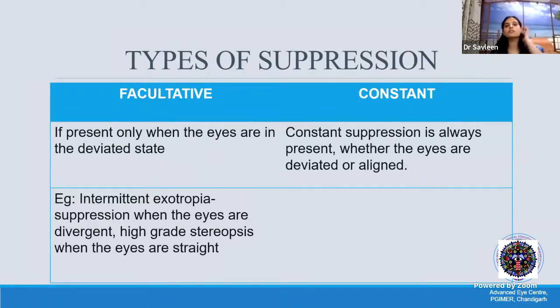The types of suppression clinically are also characterized as facultative and constant. In some textbooks you see these terms, so that's why I use them. When there is deviation and you see suppression, that is facultative. This comes of relevance when you see patients of intermittent strabismus. When they have intermittent strabismus, there is suppression when the eyes are deviating. But when the eyes are straight, they have high-grade stereopsis. So this facultative suppression is also an adaptation. When the eyes are deviated, there is no stereopsis, and when the eyes are straight, there is high-grade stereopsis.